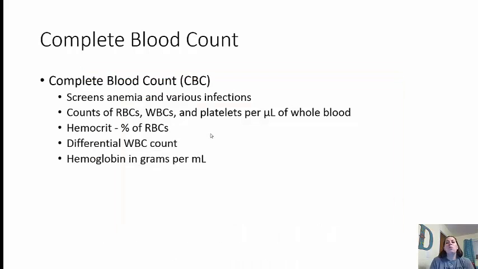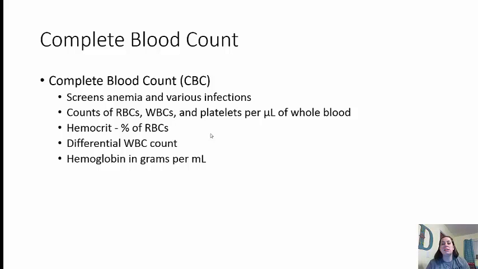All right, so when we are looking at blood work, a lot of times they're going to do a total or a complete blood count. When they do a complete blood count, or what we call a CBC, they're going to be screening for a number of things. First, they can look at the red blood cells and they can screen for anemia. They also can look for various types of infections if your white blood cells are too high. So what a CBC does is it counts red blood cells, white blood cells, and platelets per microliter of whole blood. We also can use this blood to run what we call a hematocrit.